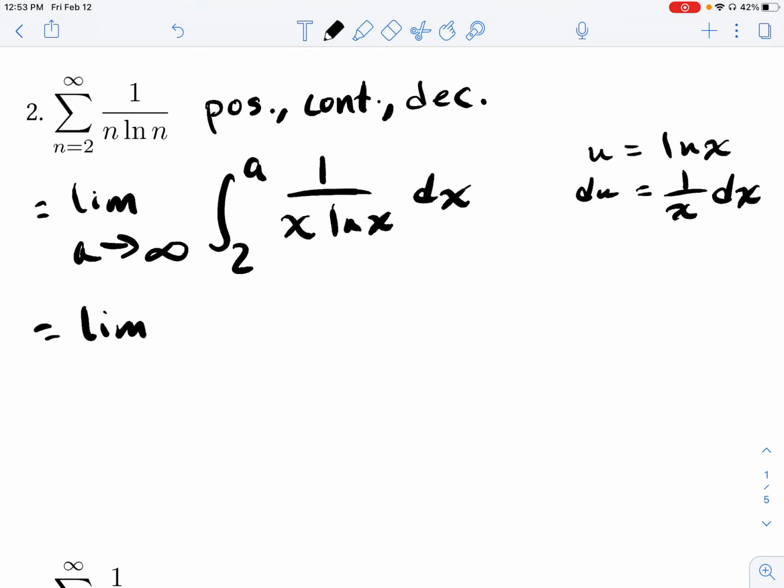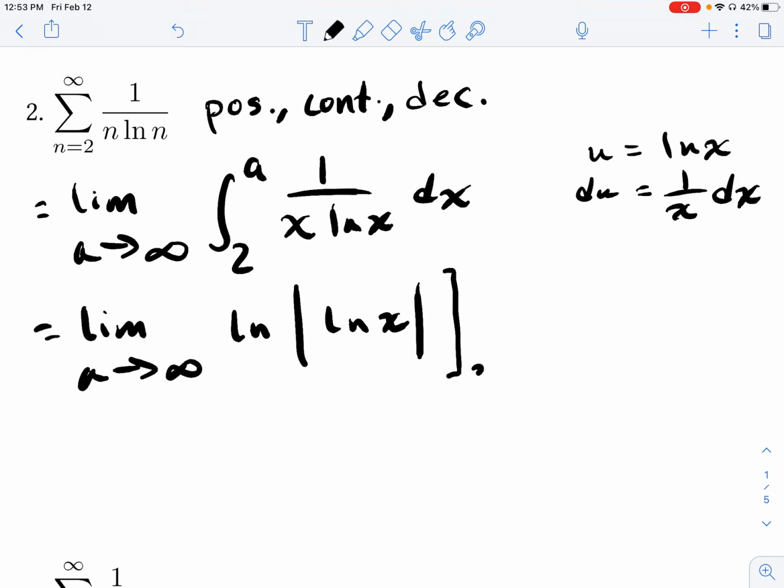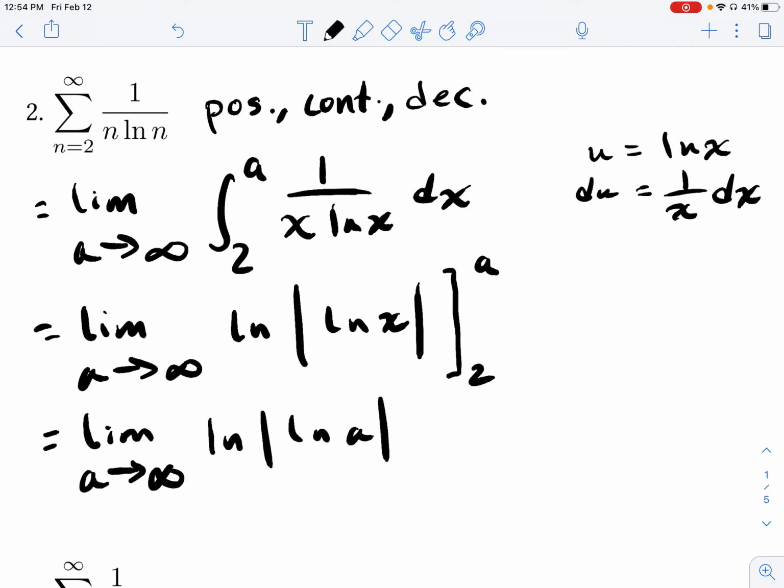We can say that the limit as a approaches infinity would be the natural log of the absolute value of u. And what is u? It's the natural log of x. And we're evaluating this from 2 to a. So let's write this out now that we're evaluating it, our limit at those terms. So we have a natural log of the absolute value of natural log of a minus natural log of the absolute value of natural log of 2.